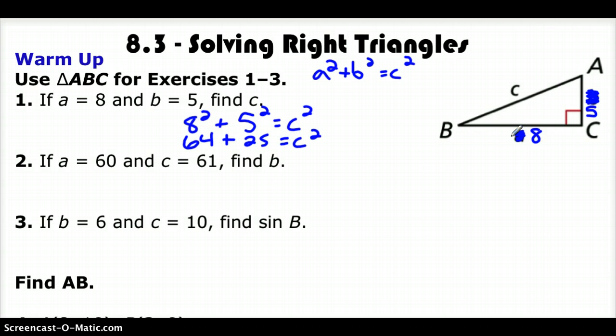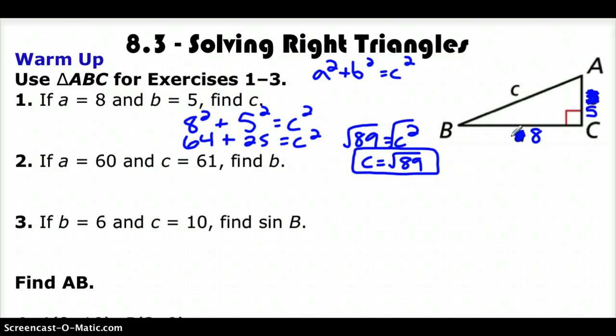We can combine that a little bit, so I'm going to combine that now to 89 equals c squared. Then if I want to solve for c, I'll just take the square root of both sides. So I get that c equals radical 89. That's our final answer here. We can't really simplify that radical, and that's all we get.